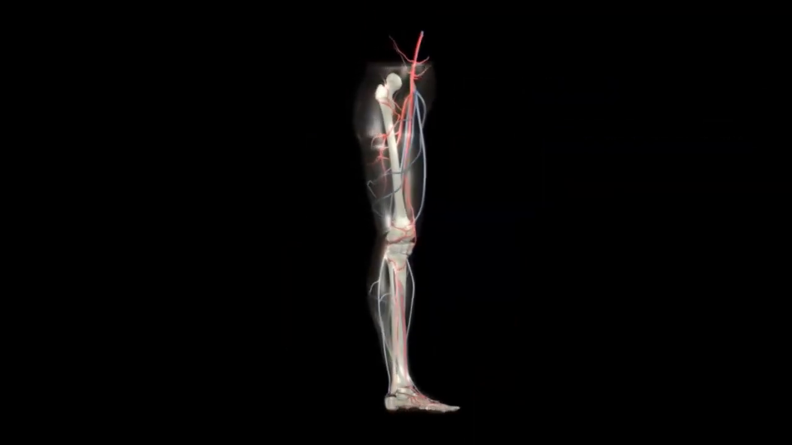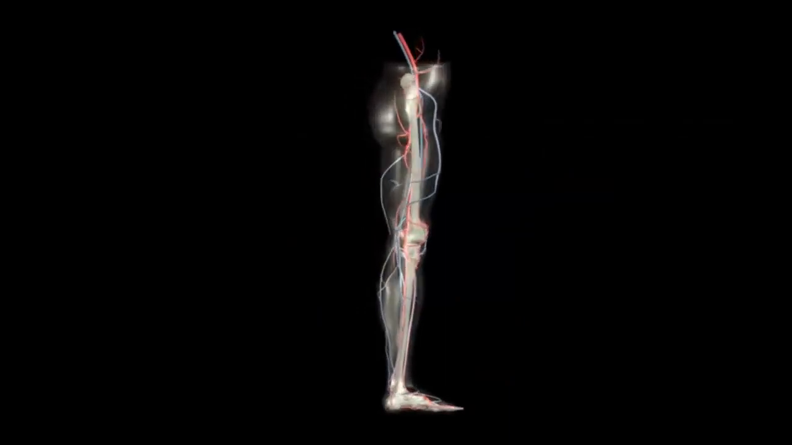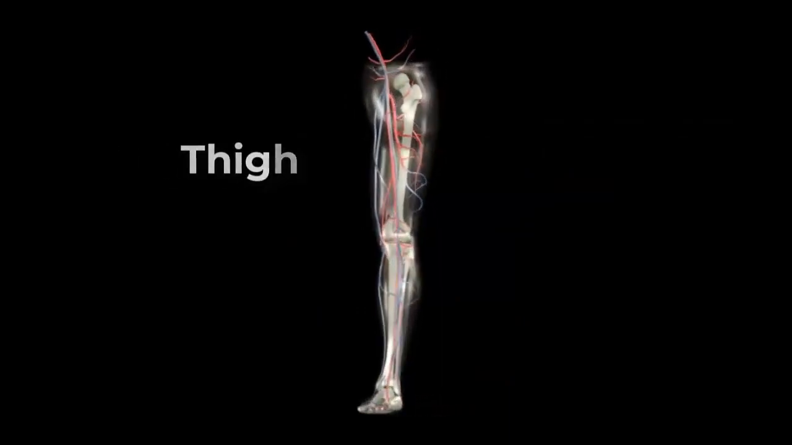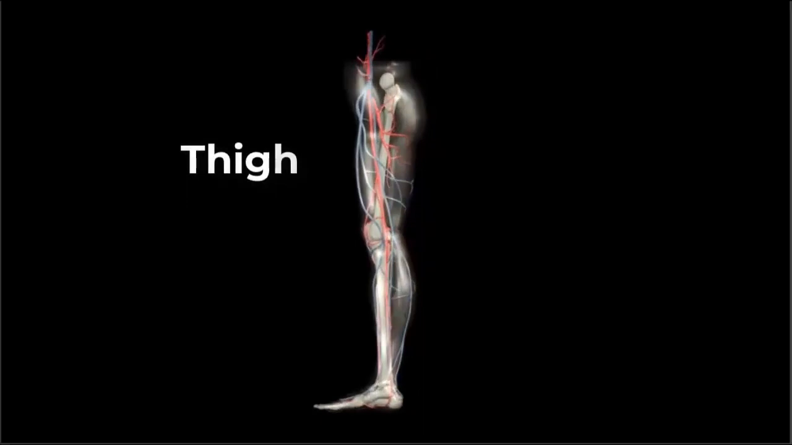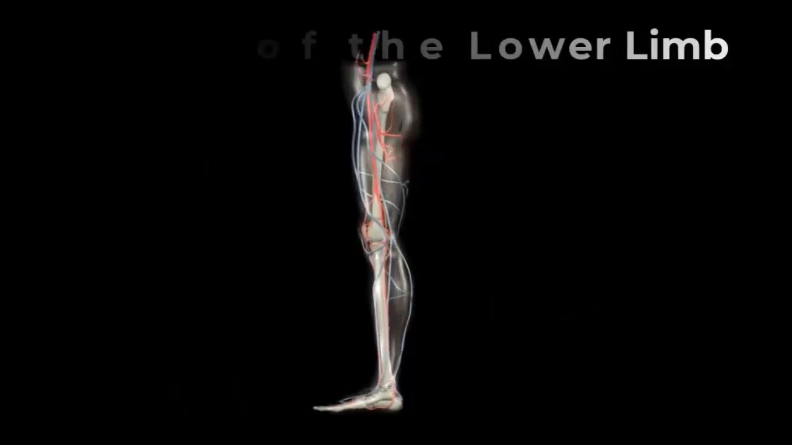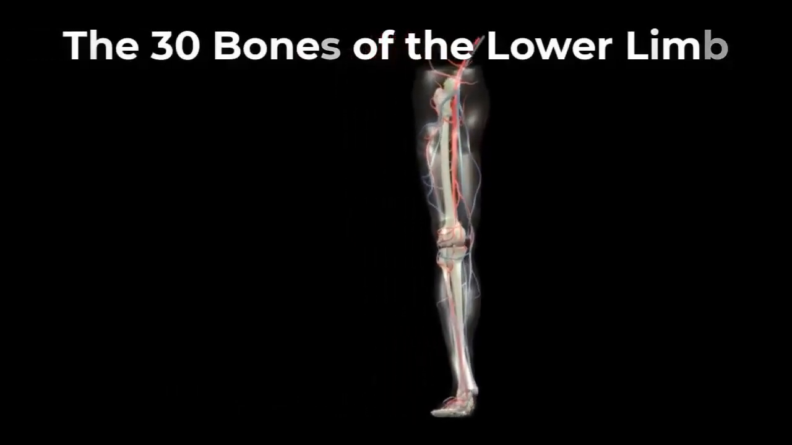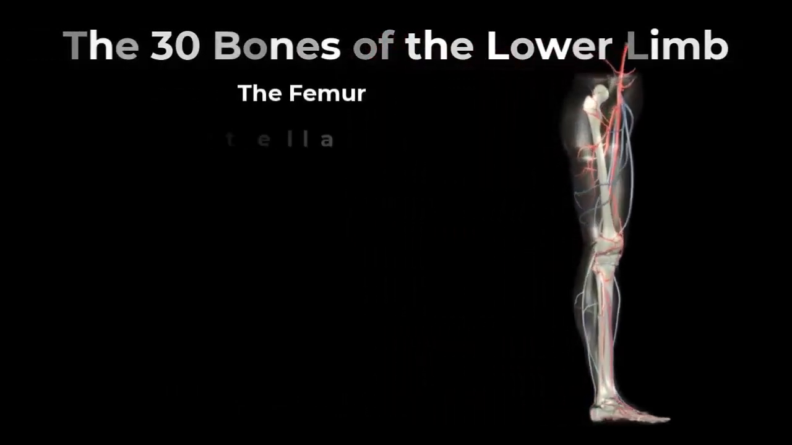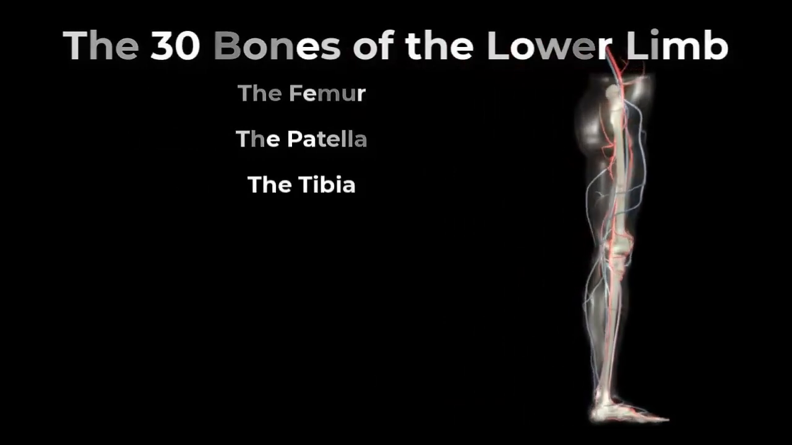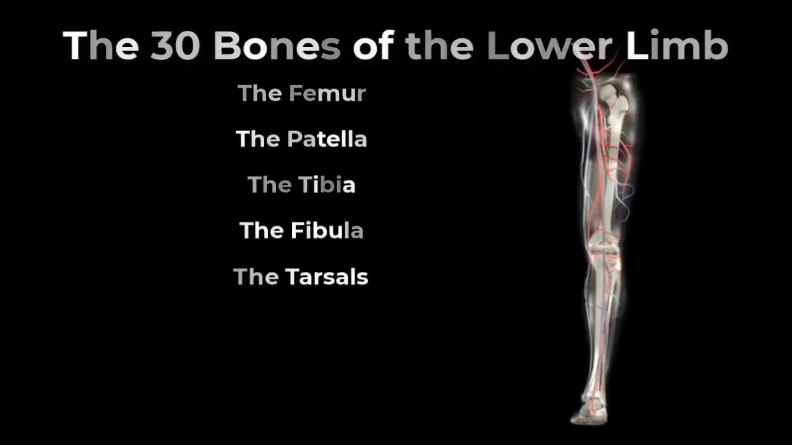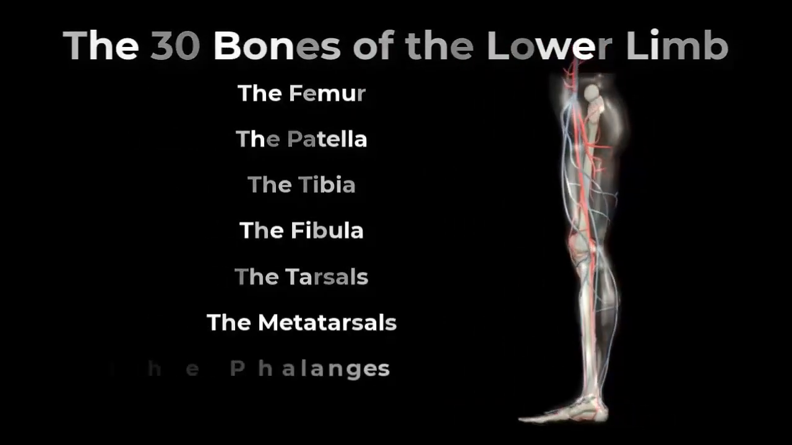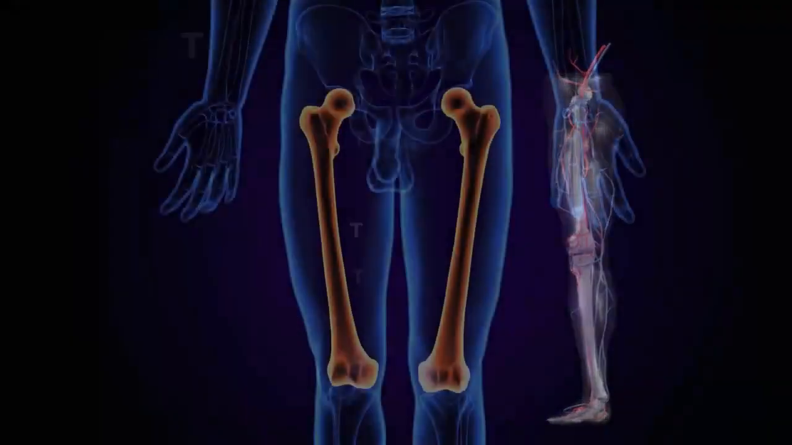Like the upper limb, the lower limb is divided into 3 regions. The thigh is the portion of the lower limb located between the hip joint and the knee joint. The leg is specifically the region between the knee joint and the ankle joint. Distal to the ankle is the foot. The lower limb contains 30 bones. These are the femur, the patella, the tibia, the fibula, the tarsal bones, the metatarsal bones, and the phalanges.